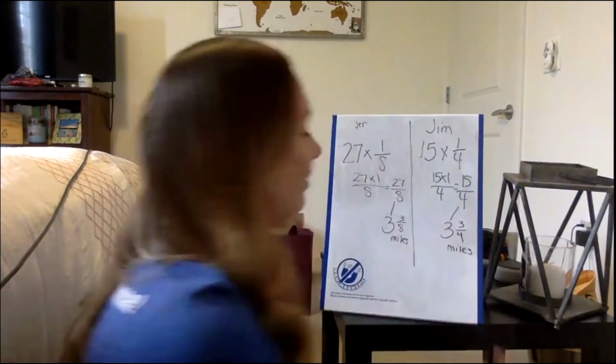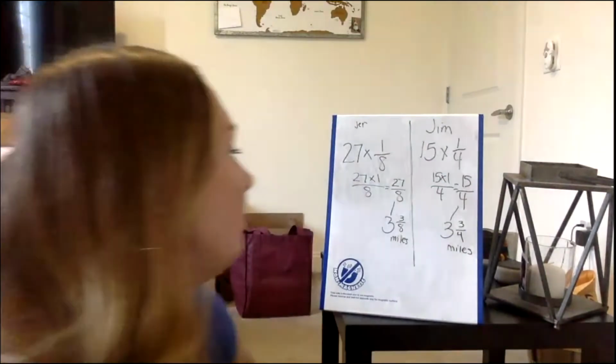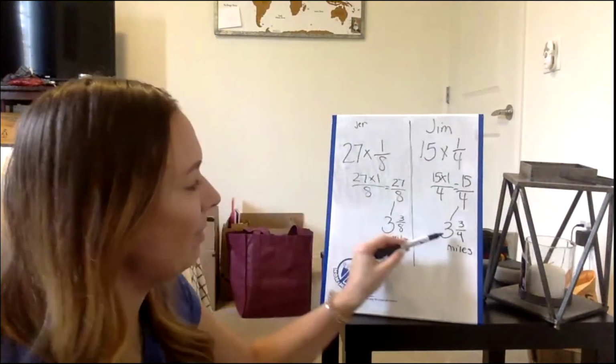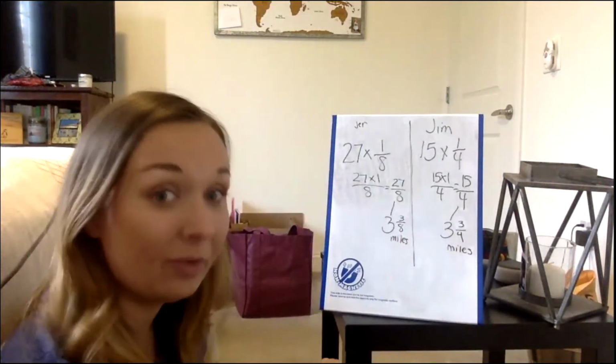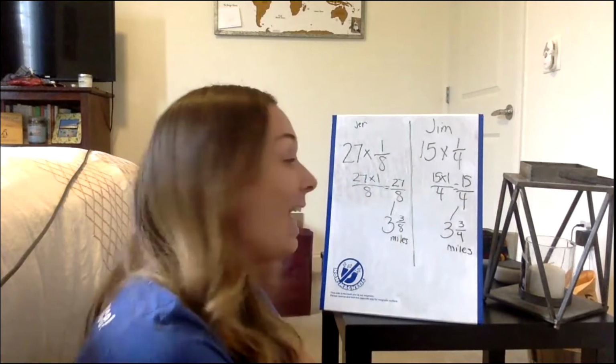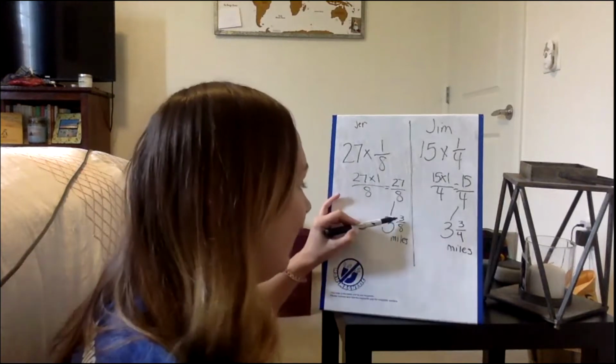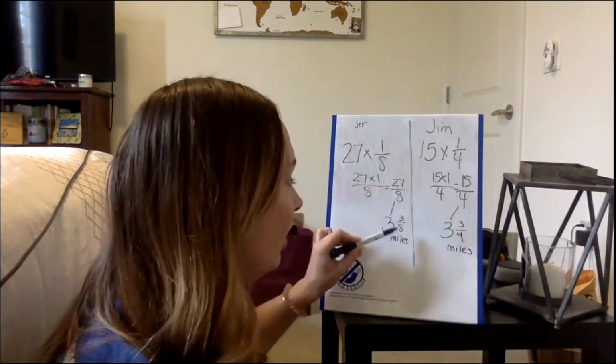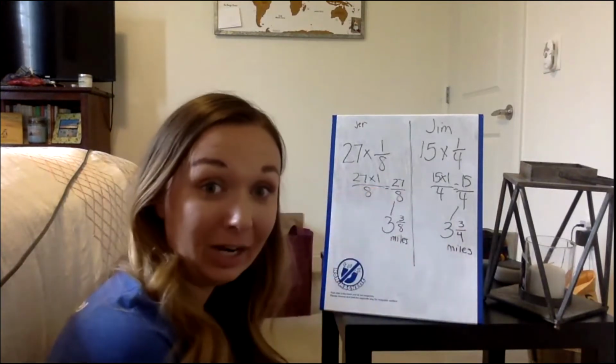So now I have to compare these two. And I'm looking at, they have the same amount of wholes. So now I'm going to look at the fraction. 3/8 and 3/4. And I'm thinking, what do these fractions have in common? They have a common numerator. And when 2 fractions have a common numerator, I'm thinking, well, I'm going to get 3 pieces either way. So which piece is going to be bigger?